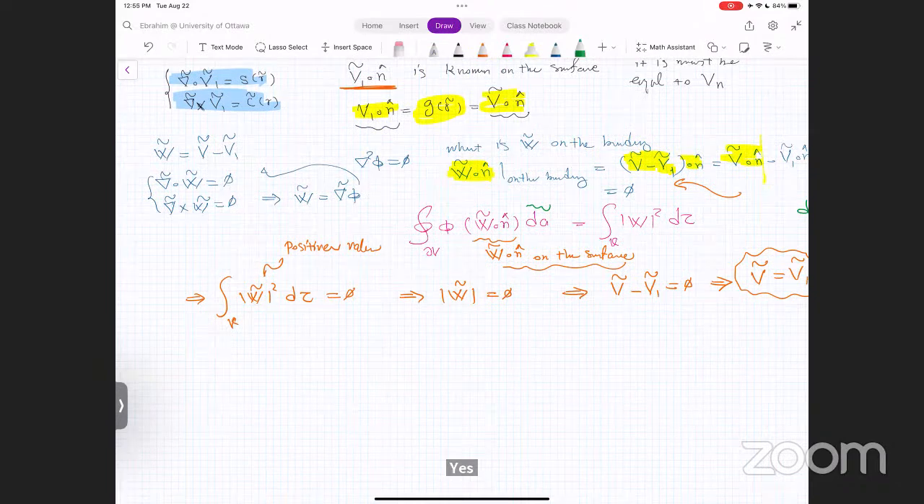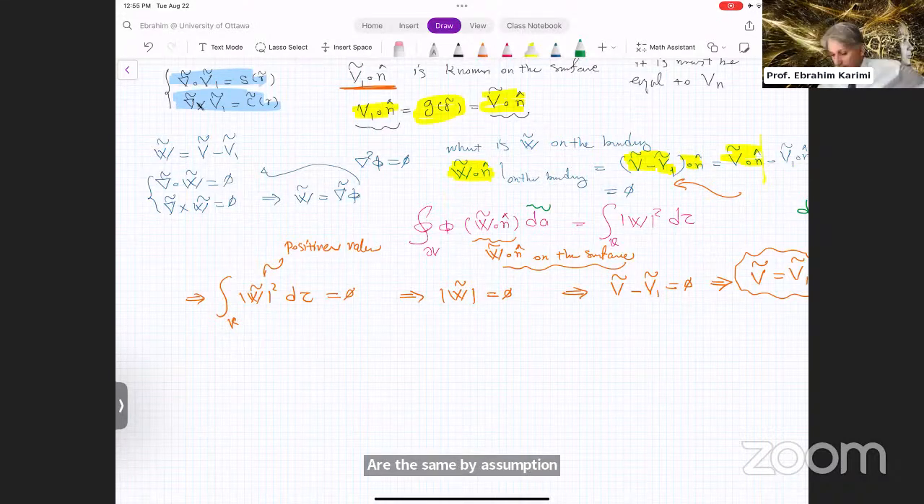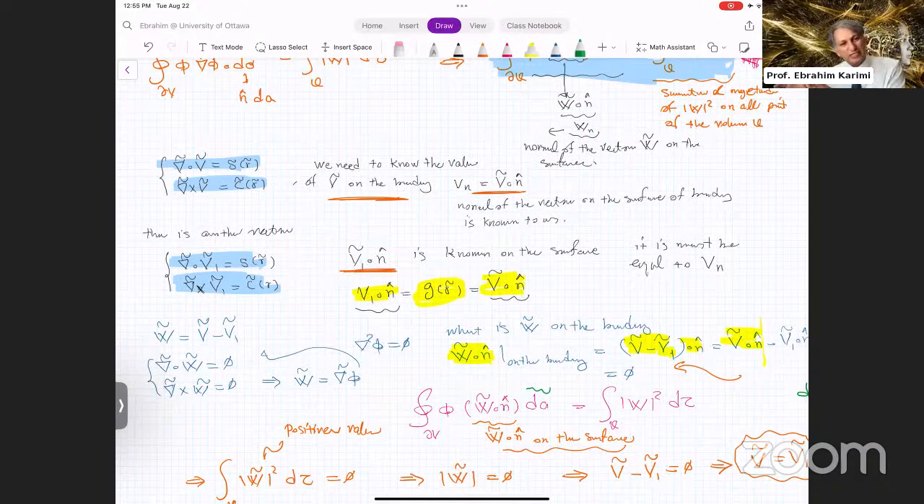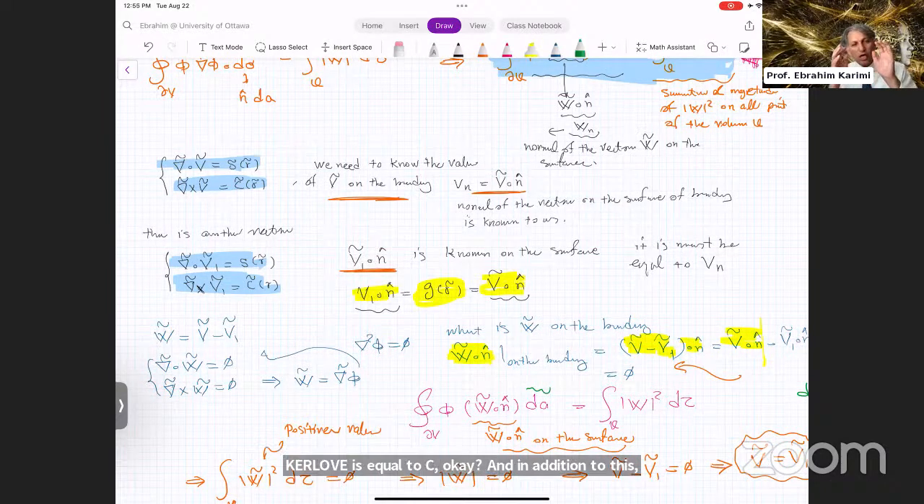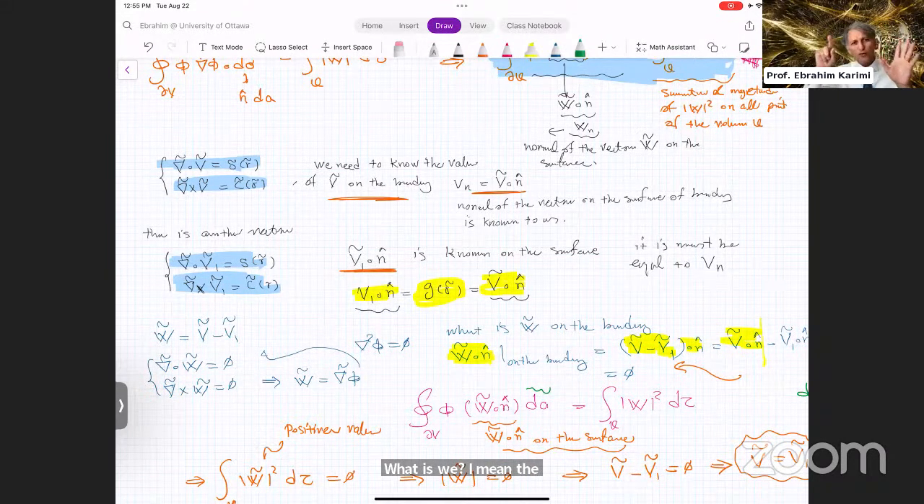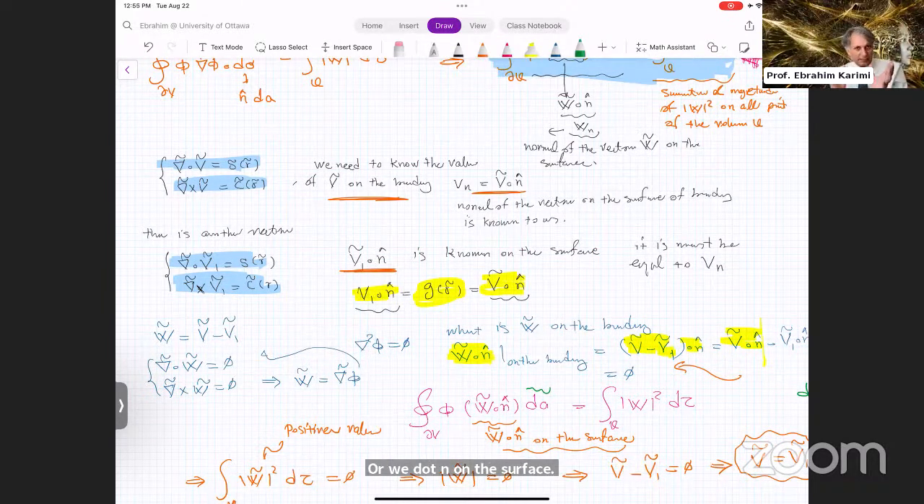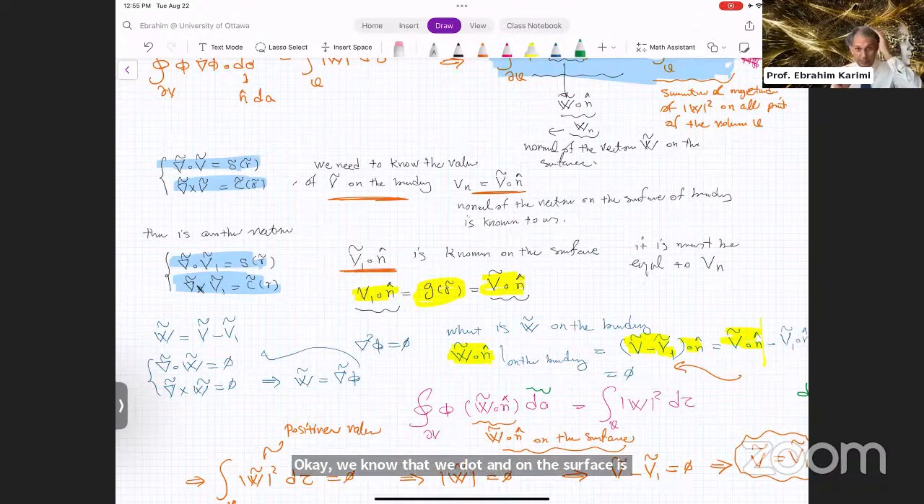Shaho asked: are the boundary conditions for V1 and V the same by assumption? No, they are not the same by assumption. What we say is that the divergence of V is equal to S, and the curl of V is equal to C. In addition, we need to know the derivative of V with respect to n, or V dot n on the surface. We know that V dot n on the surface is given to us.